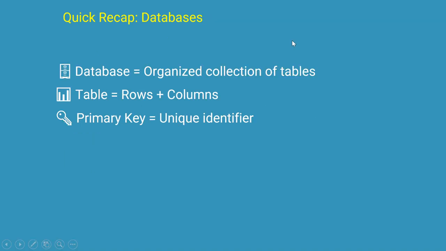We started with the basics. Databases are organized collections of tables. Tables store data in rows and columns, and primary keys ensure each record is unique.